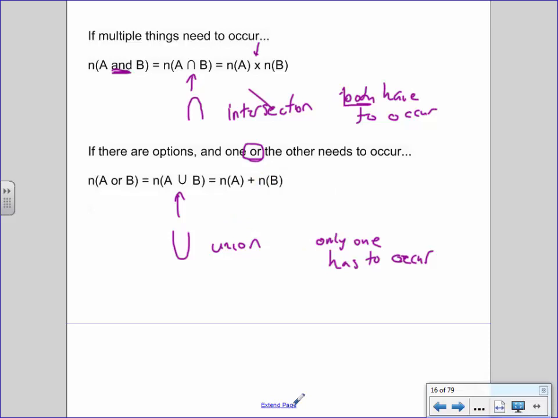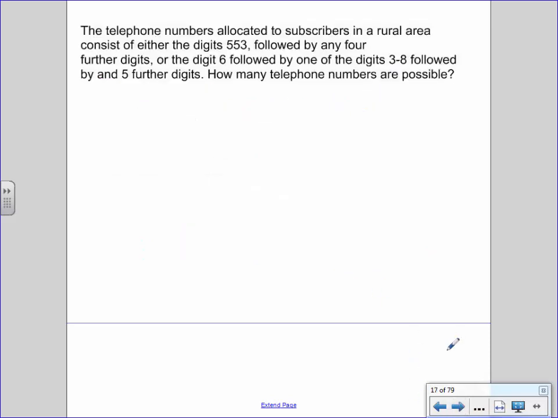Now, both curriculums, you have to understand the concept, but the only one where they actually use this notation is -2. So if you ever see this symbol right here, it really means to multiply. If you ever see this symbol right here, it means to add. Does that make sense? Okay, let's try another example here.